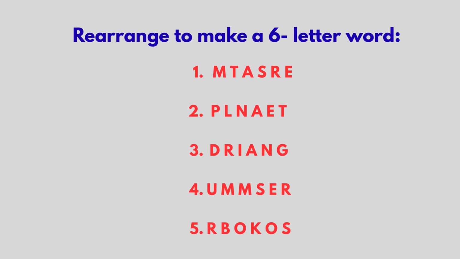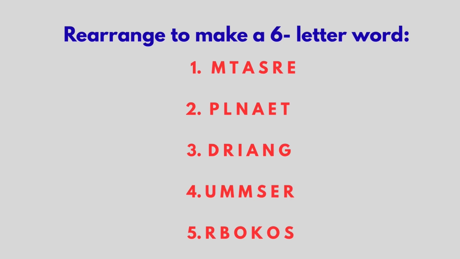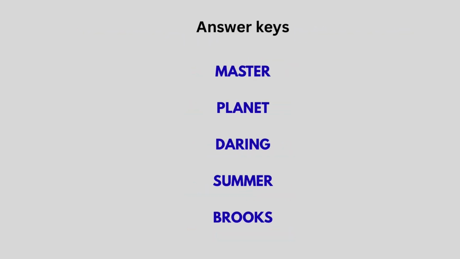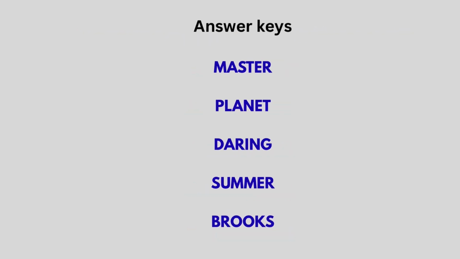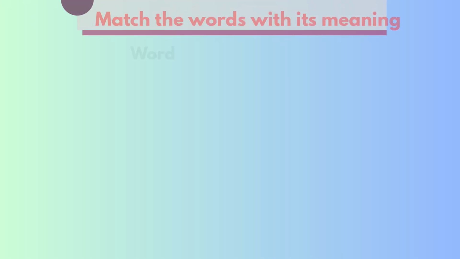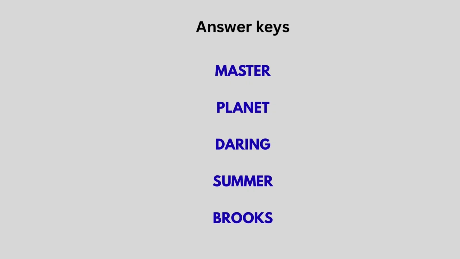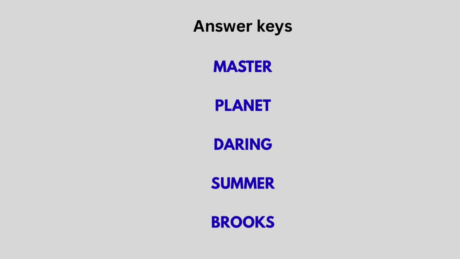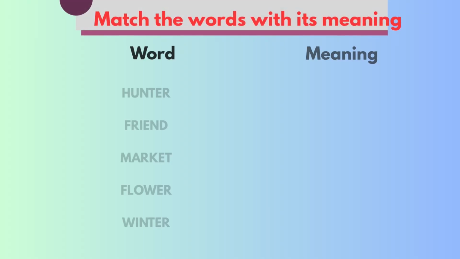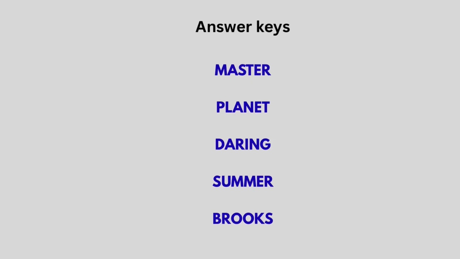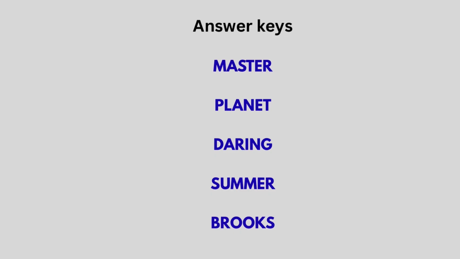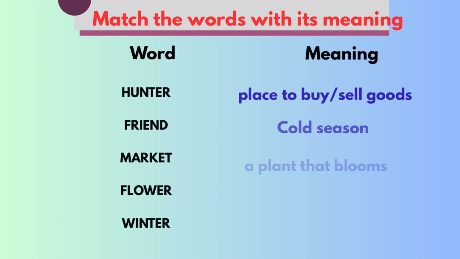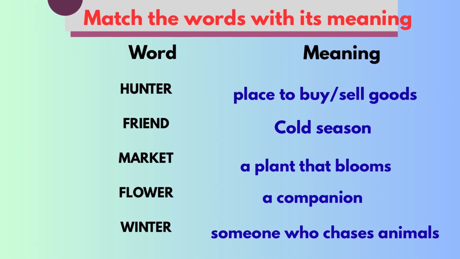Now I have already given you a practice exercise. Match the words with their meaning. Like hunter, you have to match this correct word with the correct meaning. Hunter. What does a hunter do? Someone who chases animals, right? Next is friend, market, flower, winter. These are all the words you need to match with their correct meanings. Okay. Also you can check the answers at the back in the next slide.